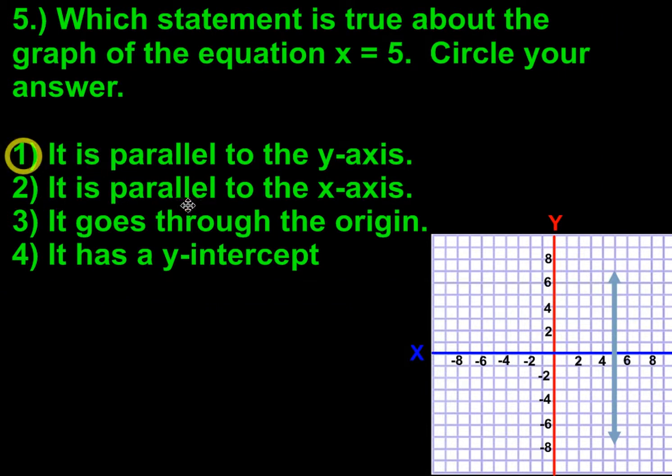Are any other pieces to this true? Number 2, it is parallel to the x-axis. Well, no, actually it's perpendicular to the x-axis because it runs right through it, so that's not true. It goes through the origin. Well, the origin is where x and y meet. That's a 0. It doesn't go anywhere near that, so that's not true. And it has a y-intercept. Does this line ever cross into the y-axis at any point? No, it does not. So the only part that's true is number 1. It's parallel to the y-axis.